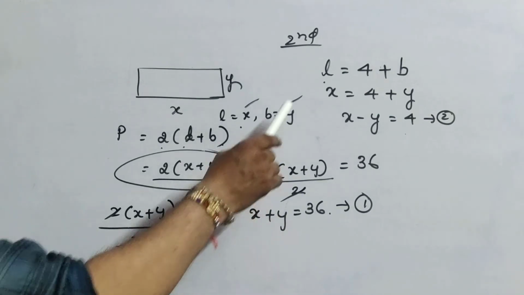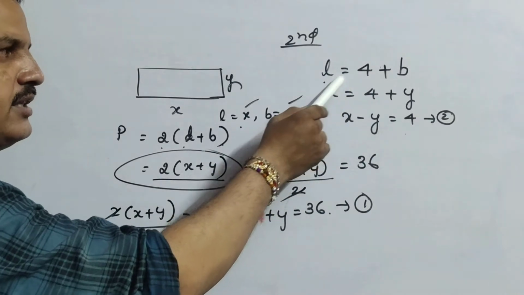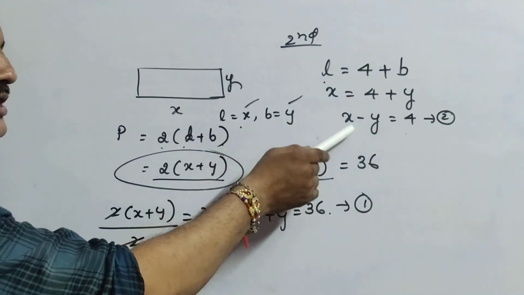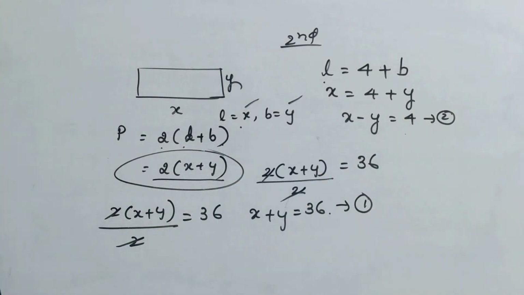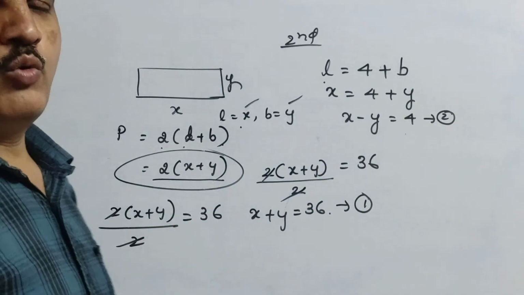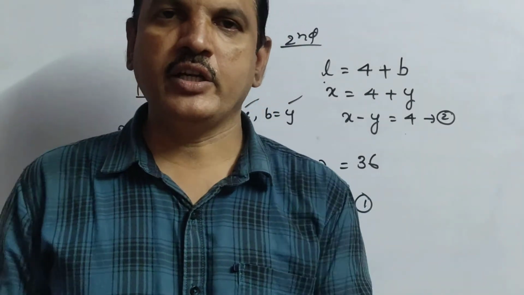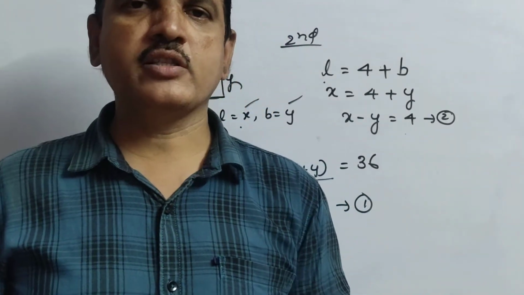Second condition: length is 4 plus breadth, you can write it like this, because it is 4 more than. So you will get condition 2 like this. Then solve equations 1 and 2 and you will get the values of x and y. Listen very carefully. Do that sum also as homework.